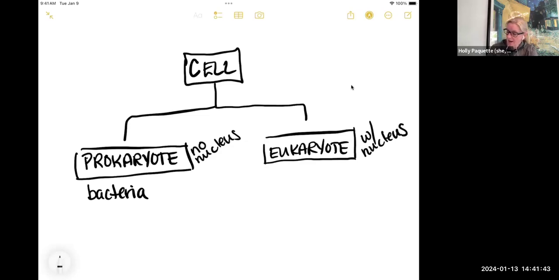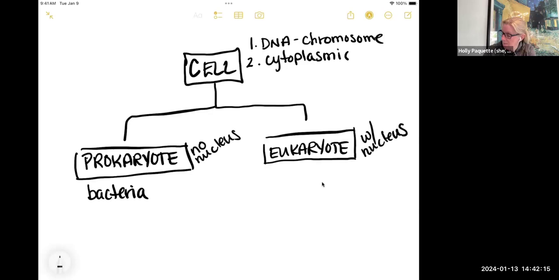But we can think about cells as having 5 characteristics, regardless of whether you fall on the prokaryotic side or the eukaryotic side. All cells have 5 components, and that would include DNA as the genetic material, and it's usually found in what is called a chromosome. That's just the structure that it's found as. We also have a cytoplasmic or plasma membrane. This is the barrier that surrounds the cell kind of from inside and outside.